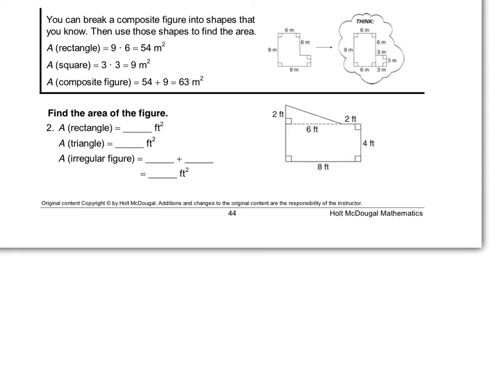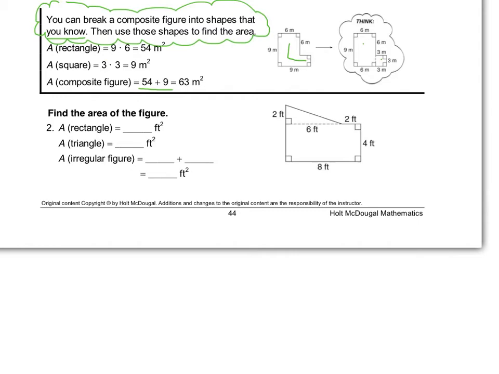Now let's look at our composite figures down below. Their advice here is good advice to follow. Okay, so let's highlight this. You can break a composite figure into shapes that you know. Okay, then use those shapes to find the area. So if I'm looking at this L shape, I can see I have a big rectangle and a little rectangle. So I broke it up into 2 shapes that I could actually find the exact area of. And then we add them together similar to what we did above.